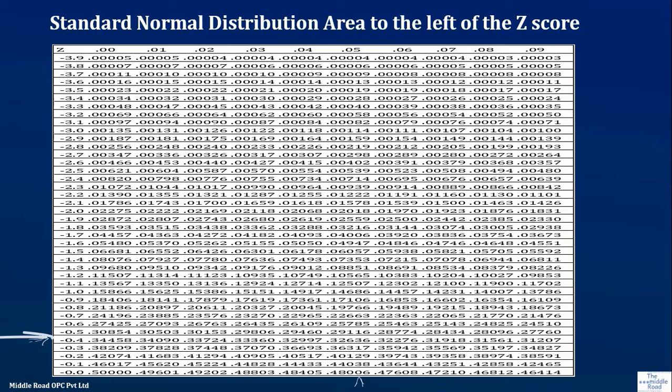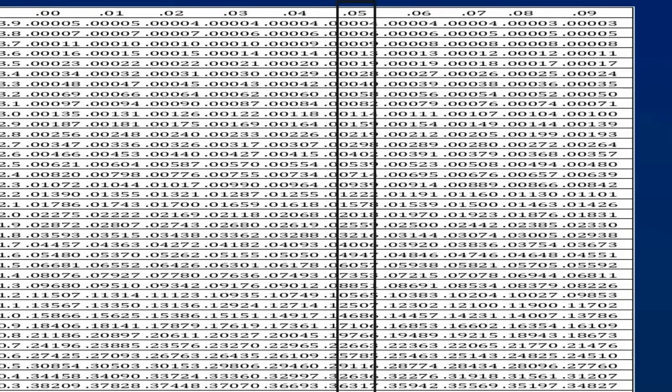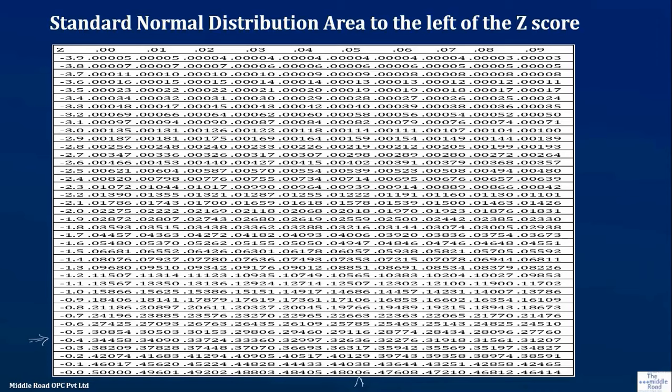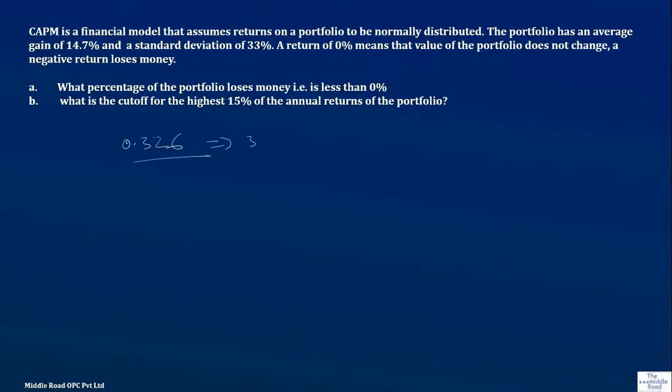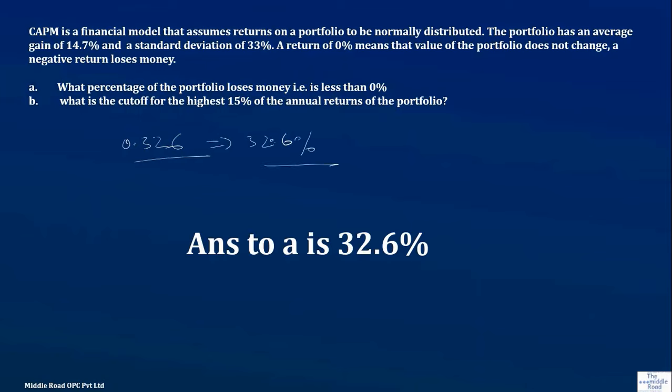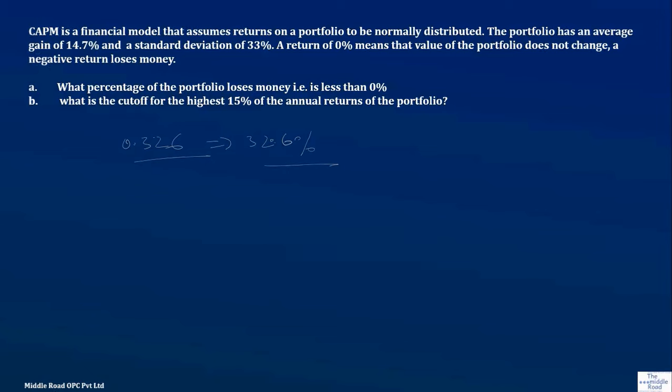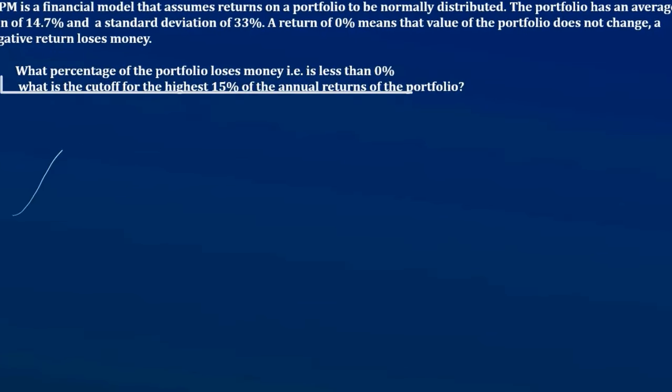This is 0, 1, 2, 3, 4, 5. So I've got to 4, 5. It is 0.32636. So I'm taking 32.6%. So the percentage of the portfolio that loses money, which is less than 0, is 32.6%. Making a standard normal is what we do in the set.